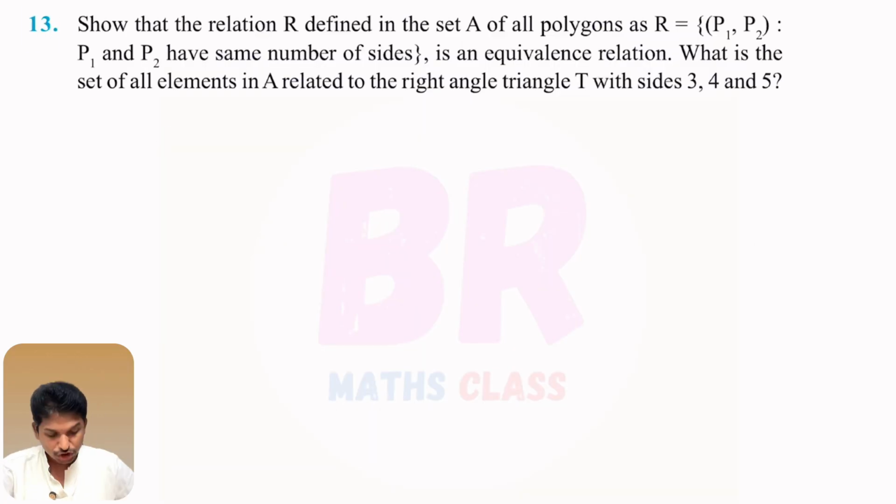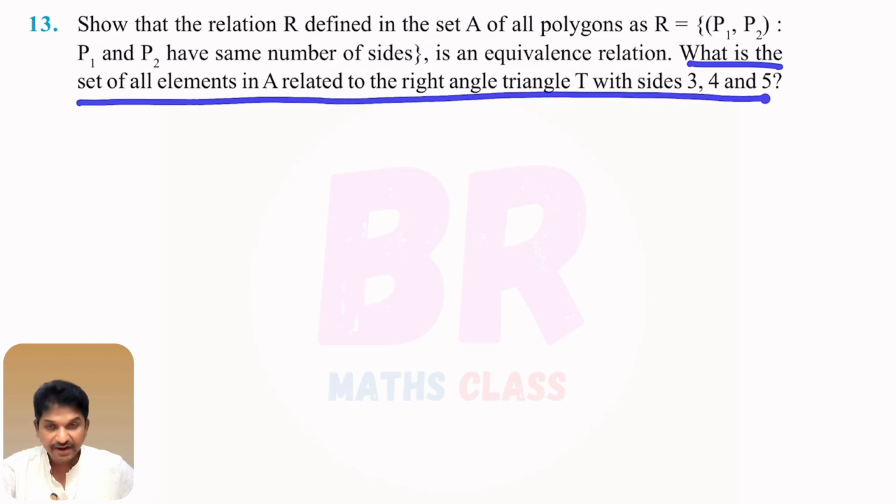Question number 13. Show that the relation R defined in the set A of polygons. A is the set of all polygons. R is a relation on A, and the relation is defined like this: (P1, P2) such that P1, P2 have the same number of sides. We need to show that it is an equivalence relation. Further, some data is also given. We will discuss this at the end of the solution.